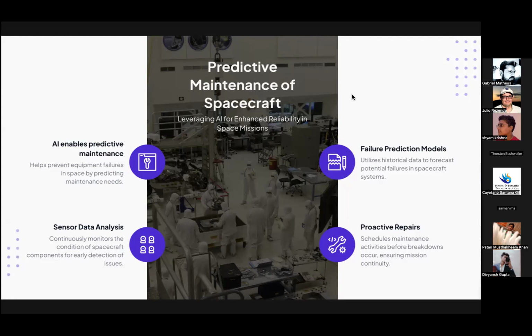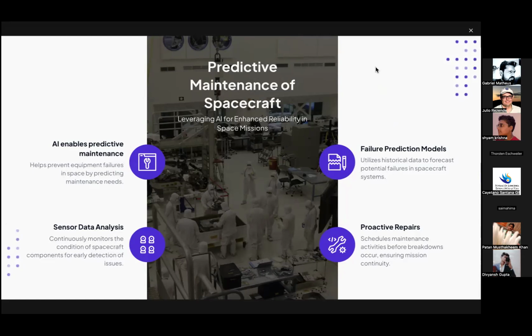Good afternoon, sir. This is Mahima from Alliance University. So I'm taking over the predictive maintenance of spacecraft. First is AI enables predictive maintenance. It helps us to predict all the upcoming problems and failures, and everything can be predicted beforehand and can be handled very easily with this AI.